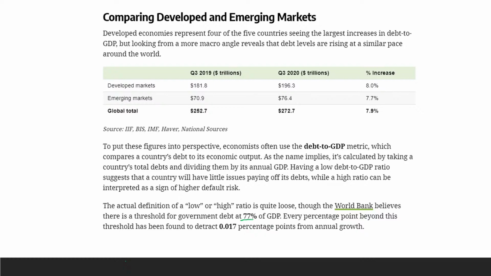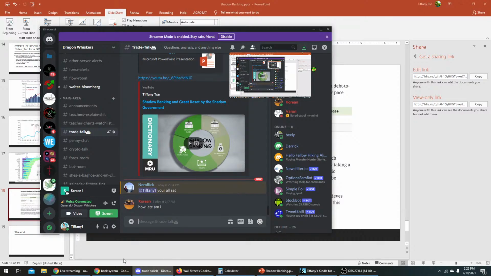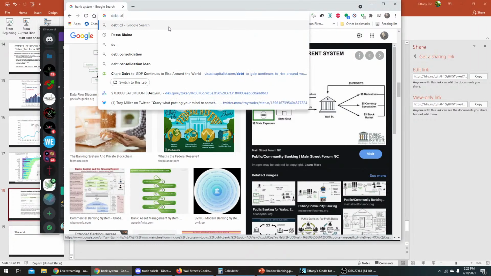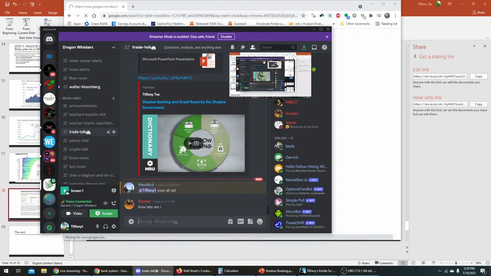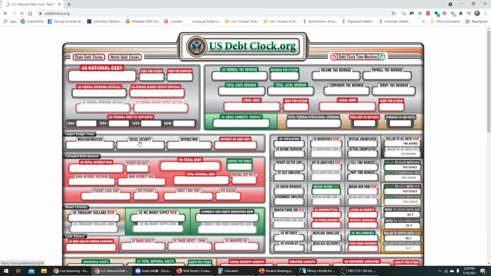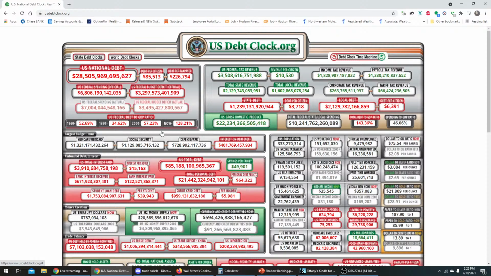We look at the debt clock itself, we can just look at it. So, debt clock. Okay, so just let it refresh. Okay, so if we put it in perspective, 77%, low issue paying off. 1960, 52. 1980, 34. 2000s, 57. Now, okay, 128%. So that's pretty much a high risk of default.